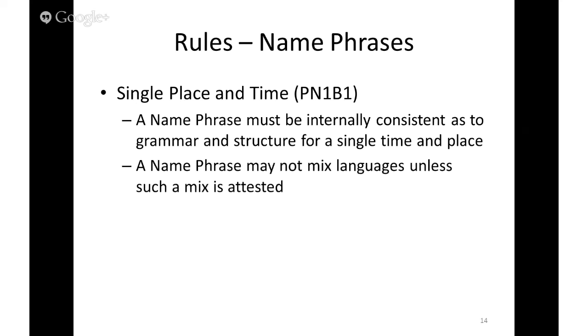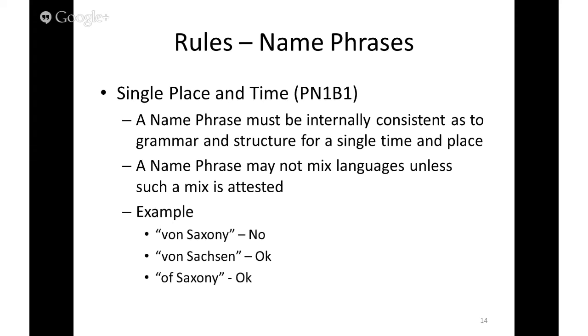You can't mix languages within a name phrase unless you have evidence of that mixing. So, for example, Saxony is a region of Germany. You cannot say von Saxony. The reason you can't say it is because von is a German patronymic marker, locative marker, and Saxony is the English name for that area. You're mixing German and English. You can say von Sachsen, which would be a completely German name, or you can say of Saxony, which would be a completely English language name referring to that part of Germany, but you can't mix and match within the name phrase. So that's important. Again, unless we have evidence otherwise.